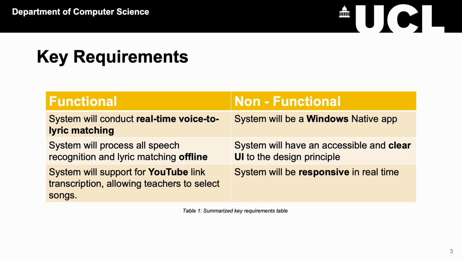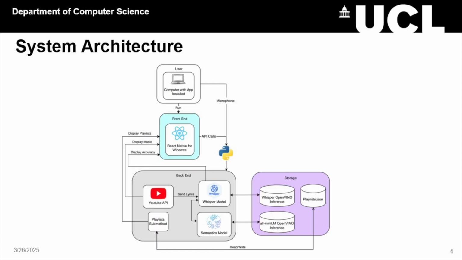And non-functionally, Reading Star will be a Windows native application and the system must be responsive in real time and feature a straightforward, accessible user interface designed with inclusive principles in mind, providing ease of use for both children and educators. The system has three main components: the front end, the back end, and the storage.